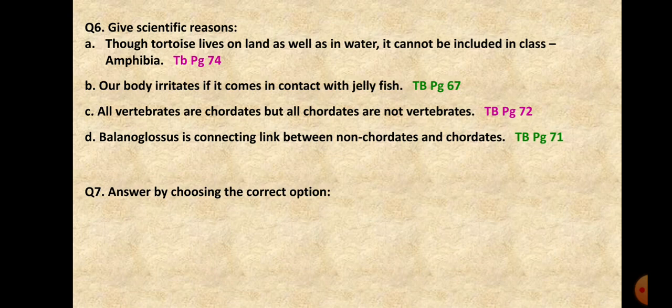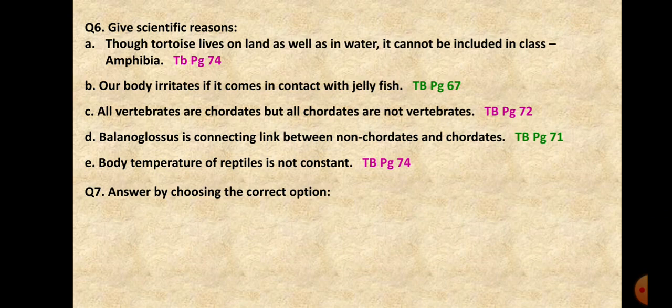Okay, one more point you can write. This Balanoglossus is placed in the phylum Hemichordata. The name Hemichordata itself explains that they are half chordates, right? It is placed in non-chordates, but the name Hemichordata explains that it is half chordate. So it has started during this stage of evolution, you can say, the animals have started developing the characteristics of chordates. Okay.